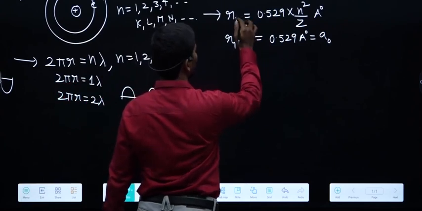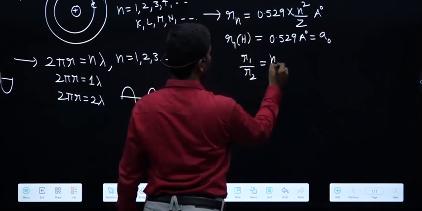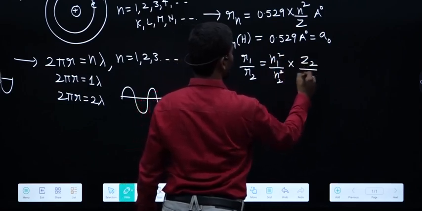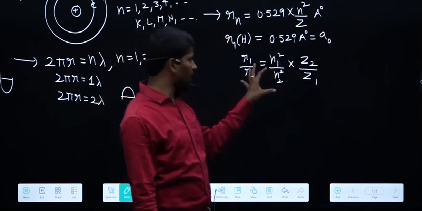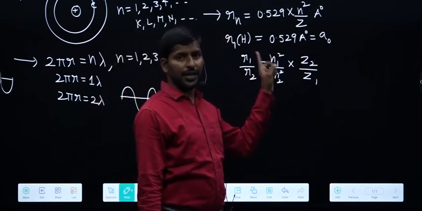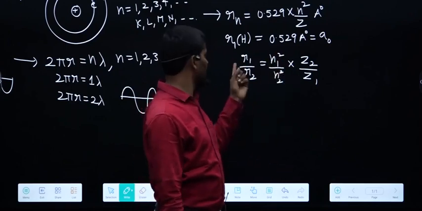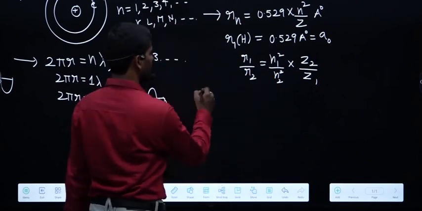From this we can write R1 by R2 is equal to N1 square by N2 square into Z2 by Z1. While comparing the radius of two one-electron systems of different orbits, that is N1 and N2, in such cases this equation is helpful. Okay, this is about radius.